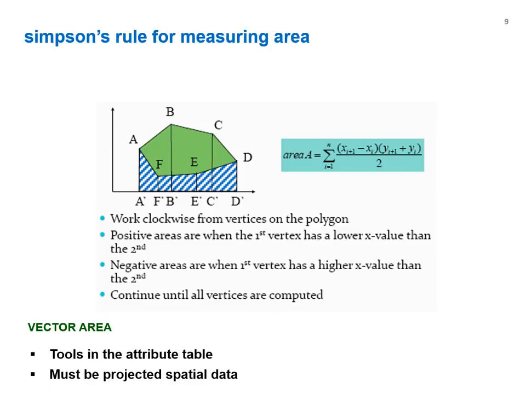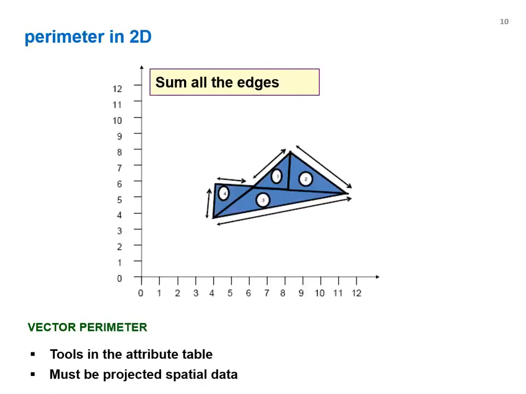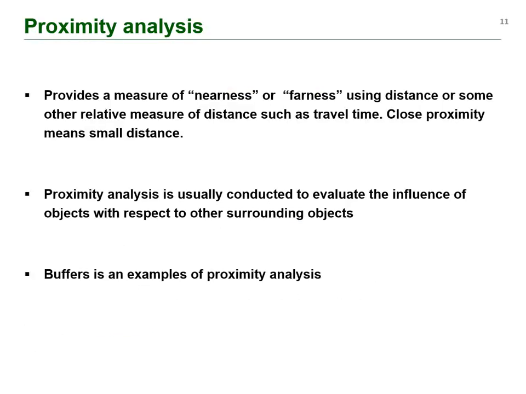The algorithm performs calculations on each vertex that forms the polygon area to produce a final area value. The perimeter is simply a sum of the lengths of the lines that form the shape. A second type of spatial relationship is proximity analysis. In proximity analysis, the goal is to determine what is near and what is far.